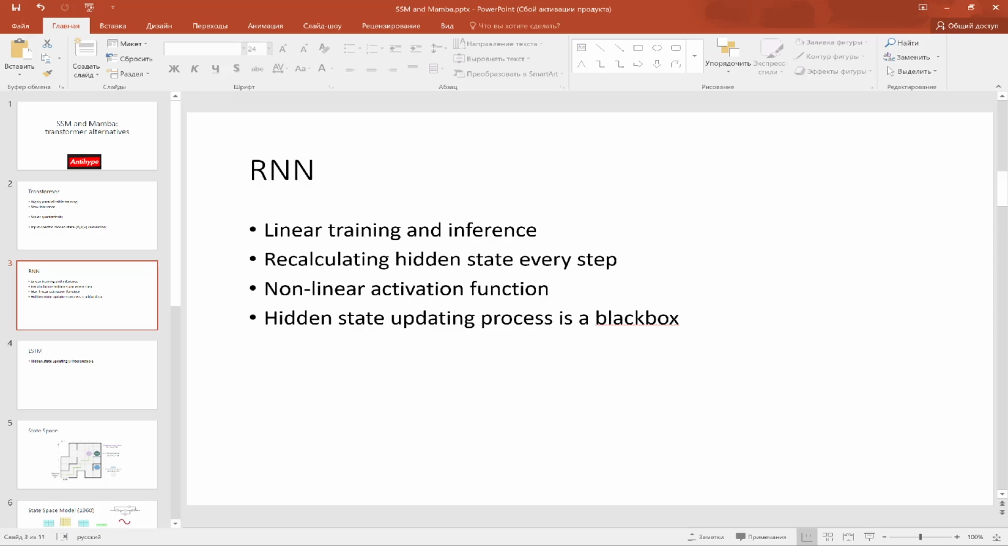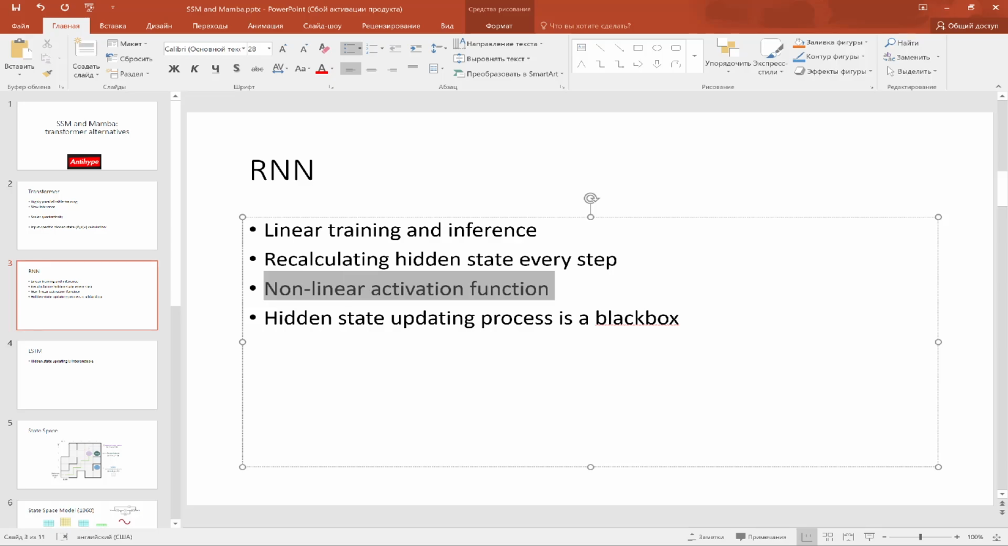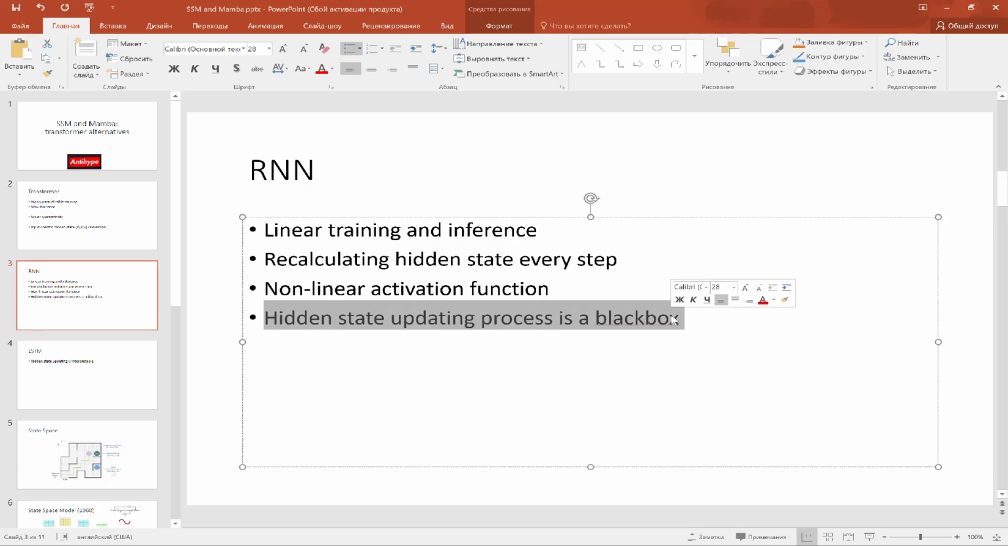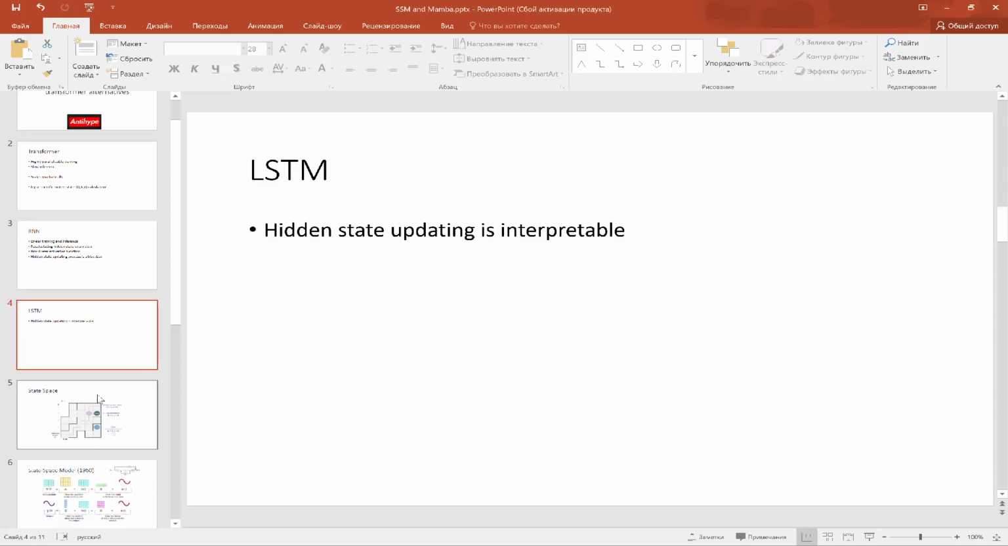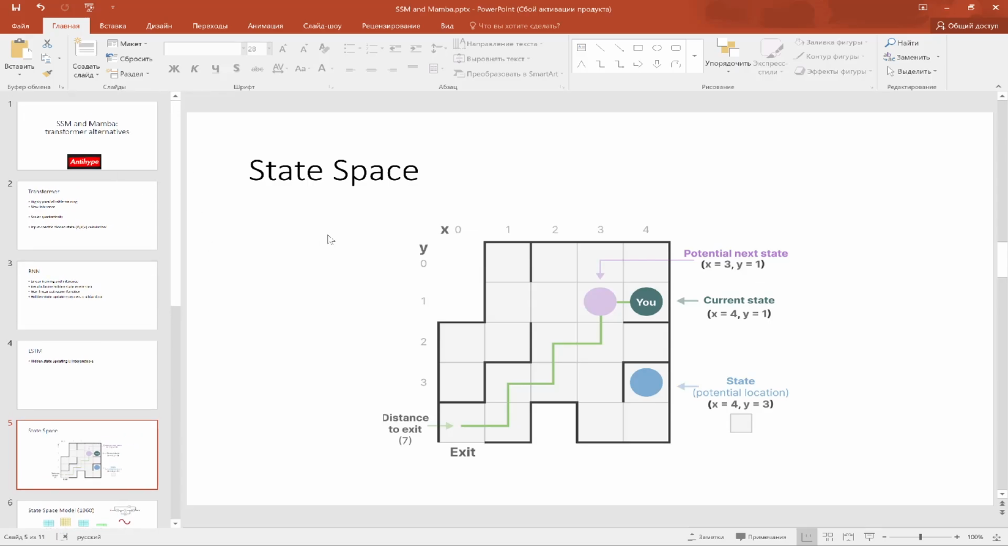Okay, the next architecture is RNN. RNN is a simple one where we calculate just a hidden state. It has linear training and inference time. It has a nonlinear activation function, which is important in our discussion. And the thing is, the hidden state updating process is a black box, meaning we can't control the updating process. In LSTM, we can control it. Okay, so now we are talking about SSM.